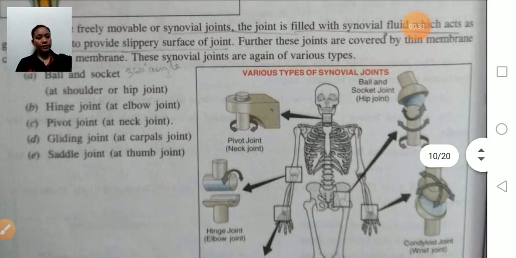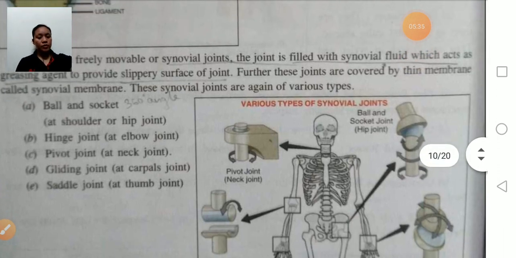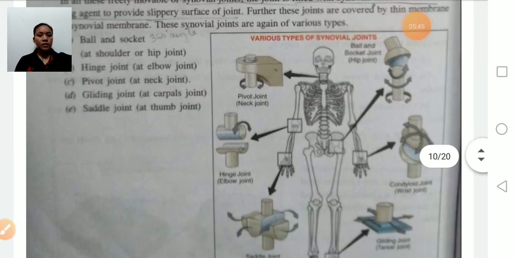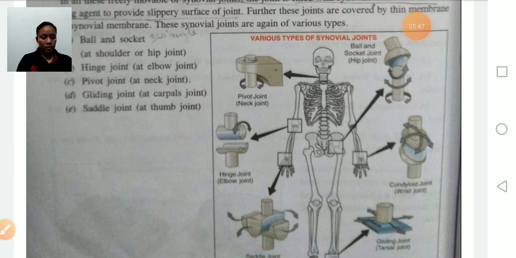Synovial joints are also classified into ball and socket joint, hinge joint, pivot joint, gliding joint, saddle joint, and condyloid joint.